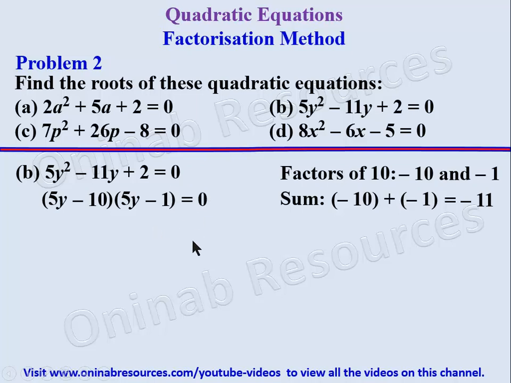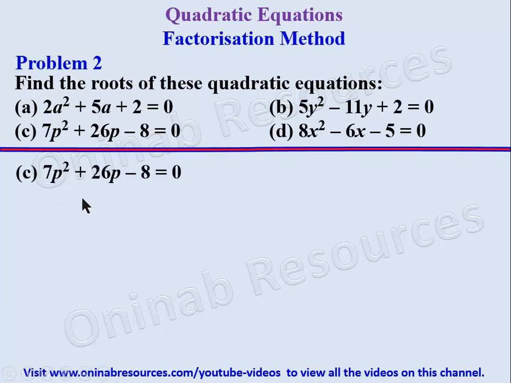So equal to 0 now, we can now solve. In the solution, dividing this by 5, I can quickly have y minus 2 equals 0. After dividing by 5, this y is left. 10 divided by 5, 2. We are there. Or 5y minus 1 equals 0. Solving this, y is equal to 2, or y is equal to 1 over 5. So these are the values of y which satisfy the equation in problem 2b. So we go to problem 2c.